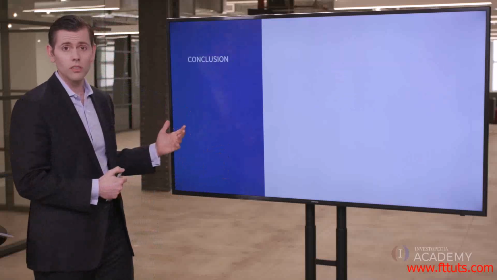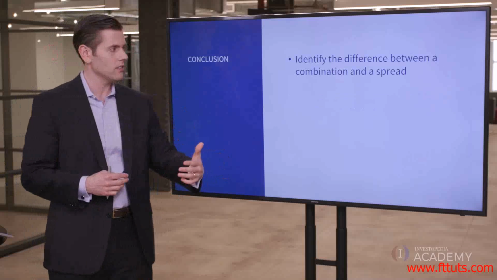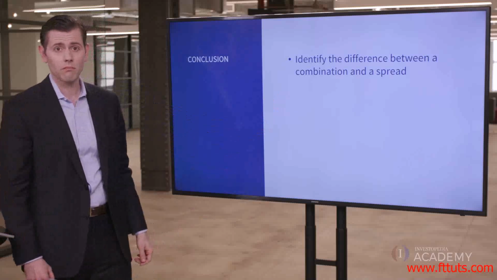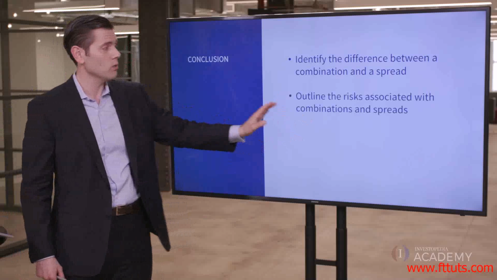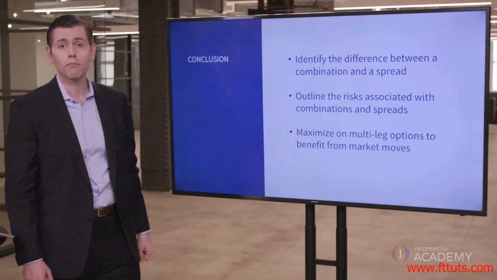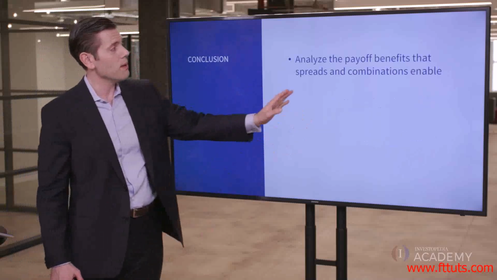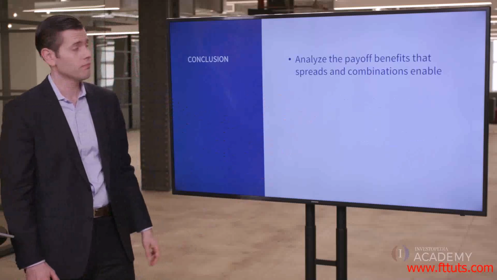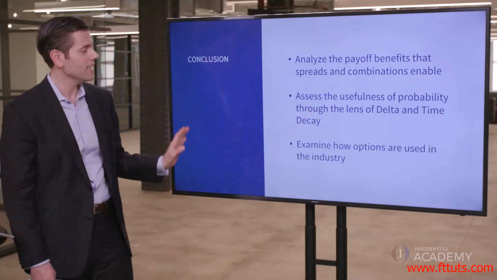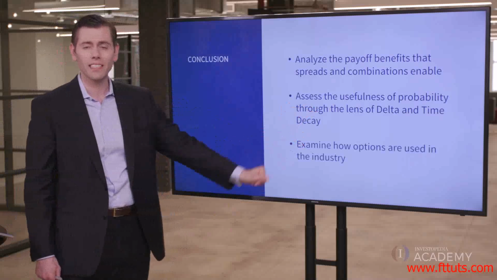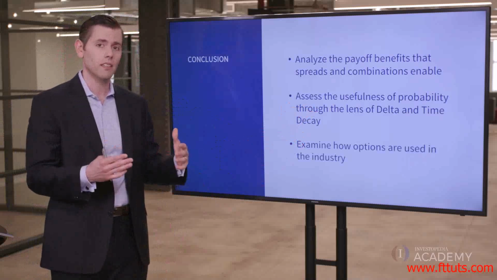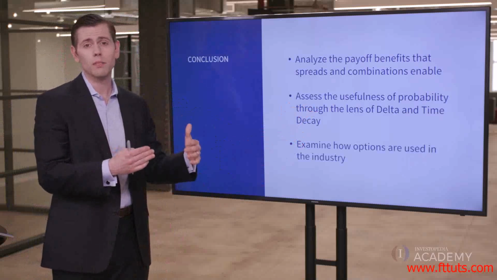So, to conclude, let's go ahead and look at what we covered in this lesson. You're now able to identify the difference between a combination and a spread, outline the risks associated with combos and spreads, maximize on multi-leg options to benefit from market moves, analyze the payoff benefits that spreads and combos enable, assess the usefulness of probability through the lens of delta and time decay, and then lastly, we examined how options are used in the industry. The bottom line here is if you're going to be successful in trading options, you need to have a method, because if you have a method, you're more likely to be successful in the end.